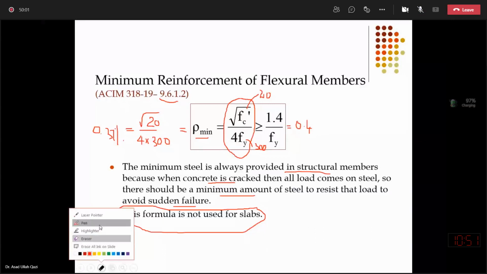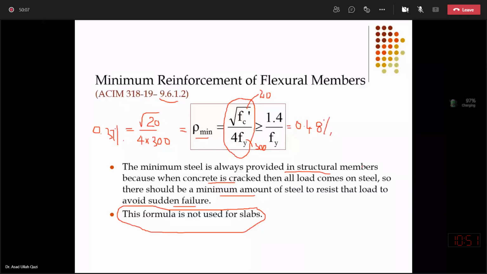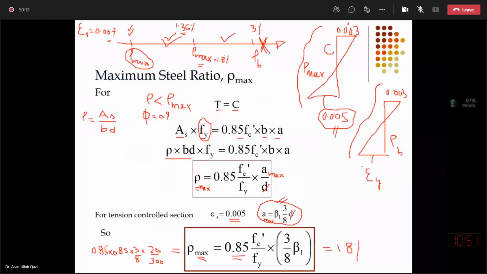So it means 0.48% minimum reinforcement ratio will control. So we are happy that our beam has the reinforcement ratio well above 0.48% and even below rho max, and it is in the under reinforced tension control domain. So we can use 0.9, so this capacity analysis will be useful to determine the capacity of that cross section.